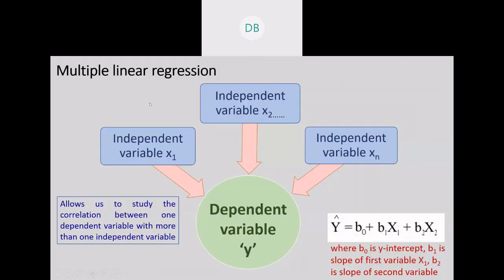Coming to multiple linear regression, which allows us to study the correlation between one dependent variable and more than one independent variable, which indicates that the change in the dependent variable y can be influenced by independent variables x1, x2, etc., up to xn, and the regression equation becomes y hat equals b0 plus b1 x1 plus b2 x2, where b0 is the y-intercept, and b1 and b2 are the respective slopes of the regression lines.